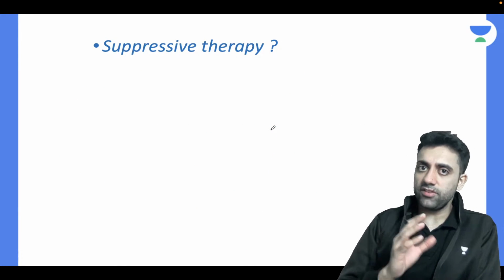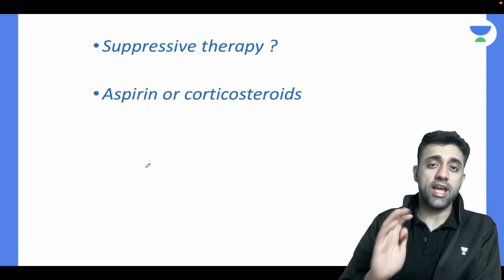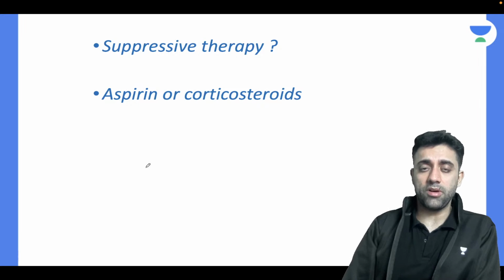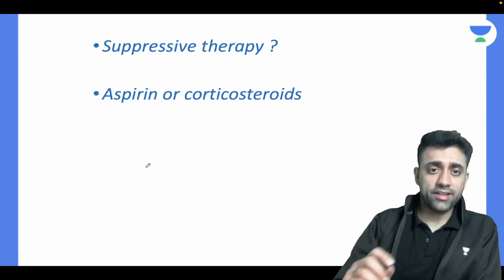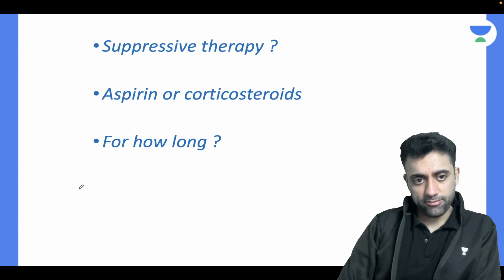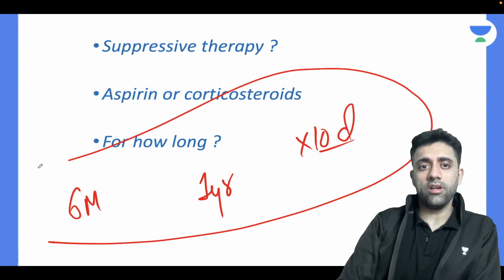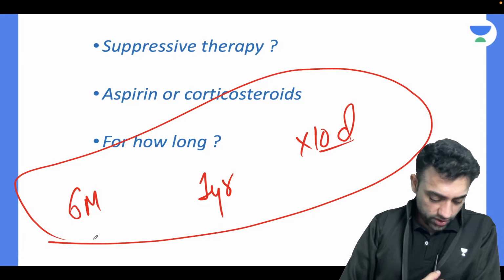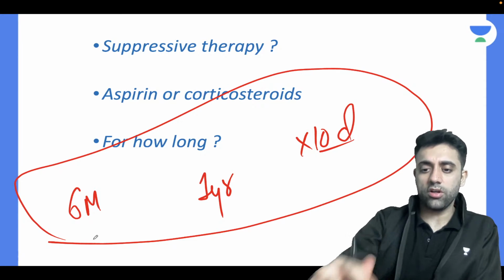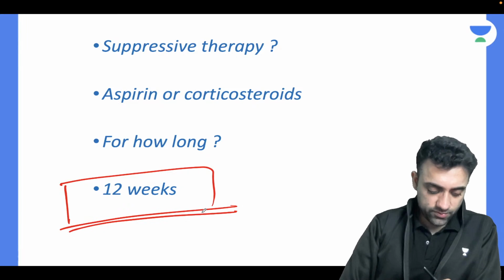Suppressive therapy. This was the main first therapy. In the suppressive therapy, you give aspirin or corticosteroid. See, the patient has a lot of pain, very painful. I have seen children crying because of such migratory arthritis pain, right? So aspirin or corticosteroids you can give for how long? For 6 months? For 1 year? For 10 days? Anyone? The answer is for 12 weeks. Okay, that is the one thing.